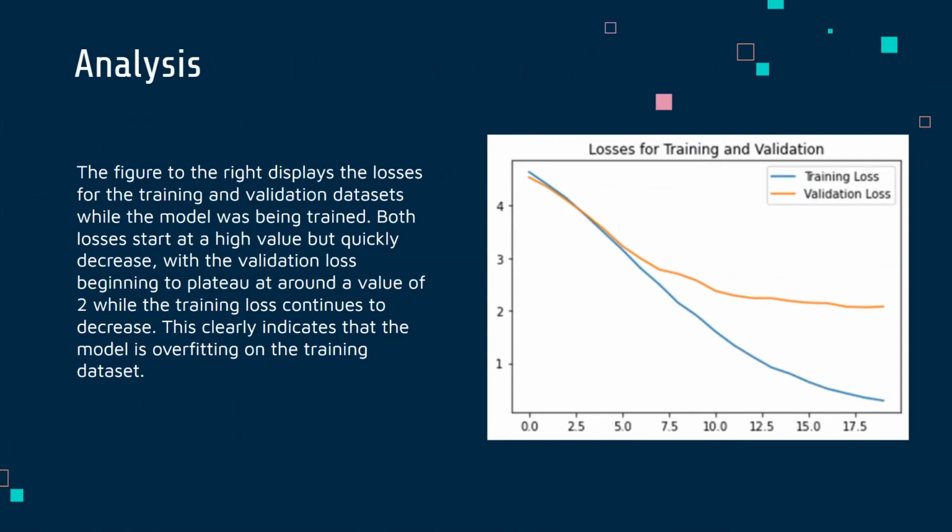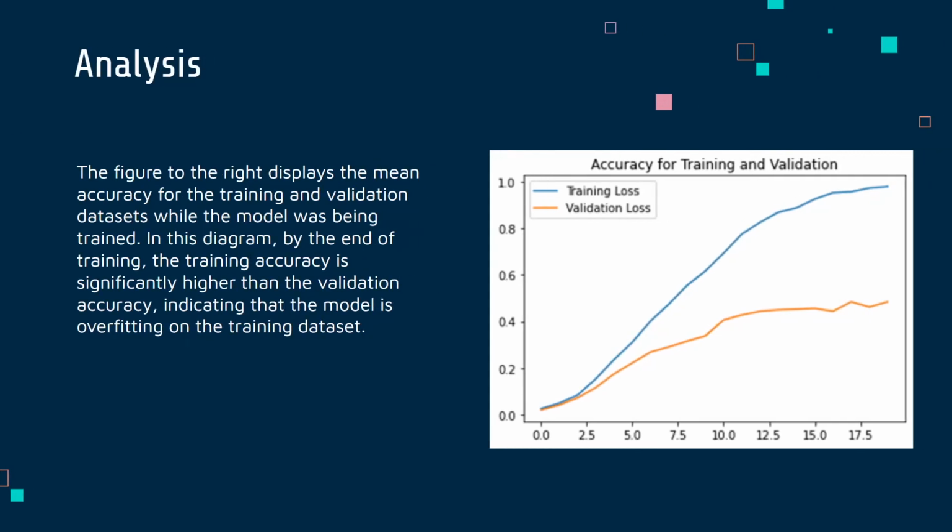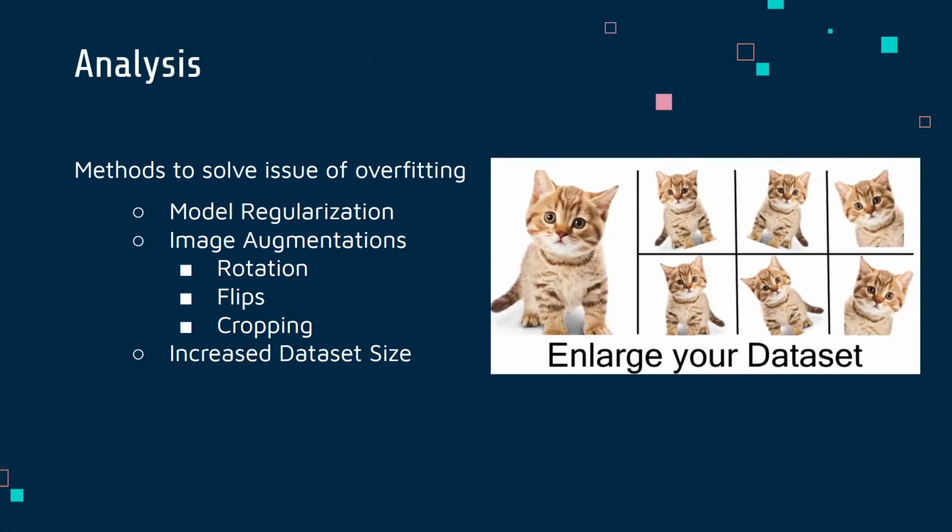Here we can see a graph of the losses of the training and validation sets. Again, we see how the model is overfitting because the validation loss begins to plateau while the training loss continues to decrease. In this diagram, we see the validation accuracy plateaus while the training accuracy continues to increase. Again, a sign of overfitting. So although overfitting is a bad issue for model generalization, it can be solved through a couple of different ways. First is model regularization. Second is image augmentation, such as rotation, flips, and cropping as shown on the right. And third is increased data size, so that the model is always seeing new images rather than the same one.